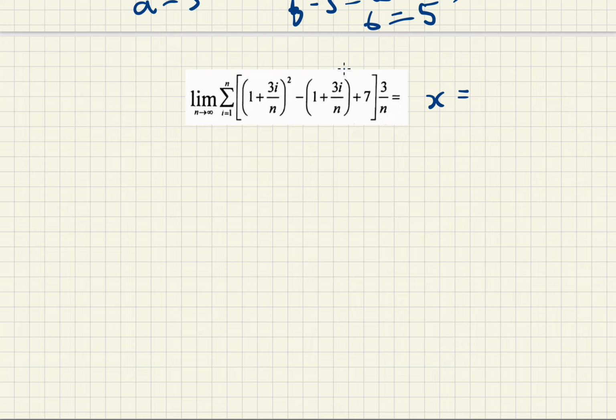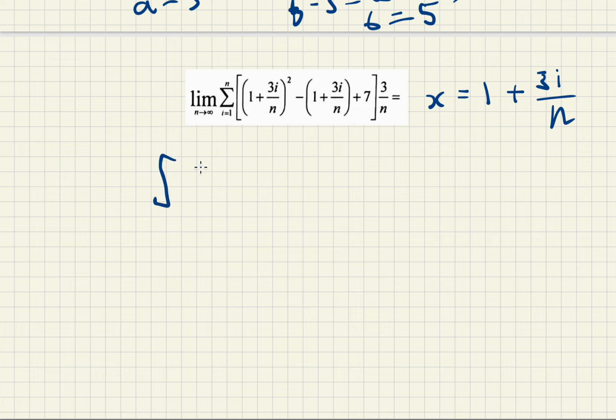And the reason it's 1 plus 3i over n is our x value and not just 3i over n is because there are brackets around it. If there were brackets only around the 3i over n squared and 3i over n here, and the 1 was outside of the bracket, then the x value would just be 3i over n. But because the 1 is included within the bracket, our x value is 1 plus 3i over n.